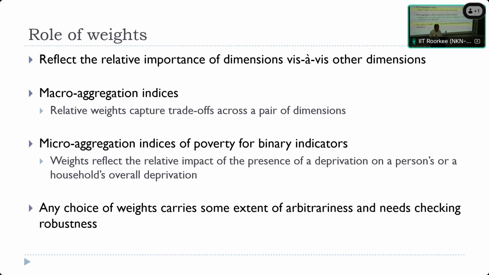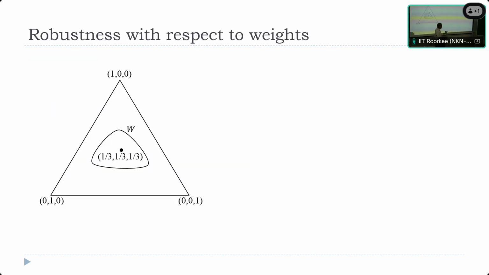But any choice of weights carries some sort of arbitrariness. So you need to conduct a robustness test, very much like what we discussed when we created the poverty measure for ordinal variables. You had the weights, right? You had to conduct a robustness test. Ideally, how we do that, here's an example for you. It is called a simplex. It's a simplex for 3 dimensions. In 3 dimensions, a simplex of weights looks like an equilateral triangle.